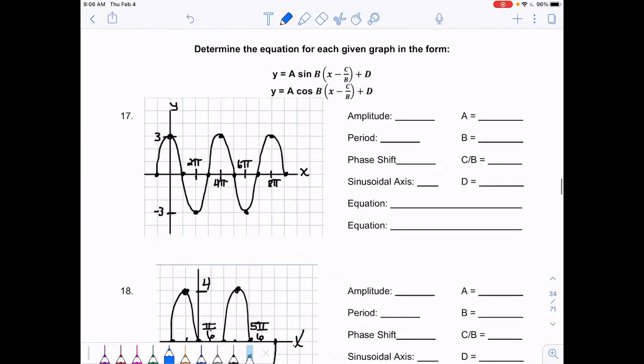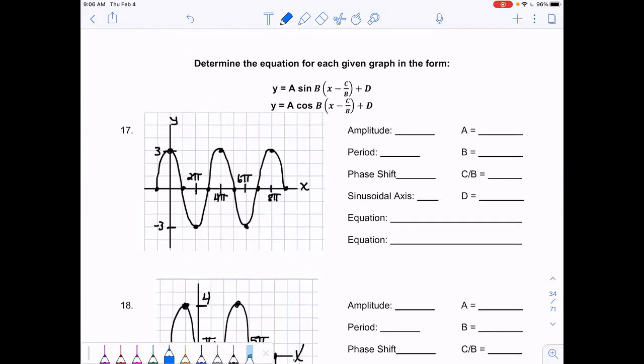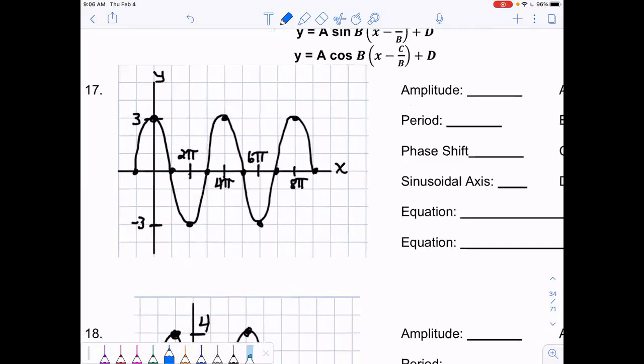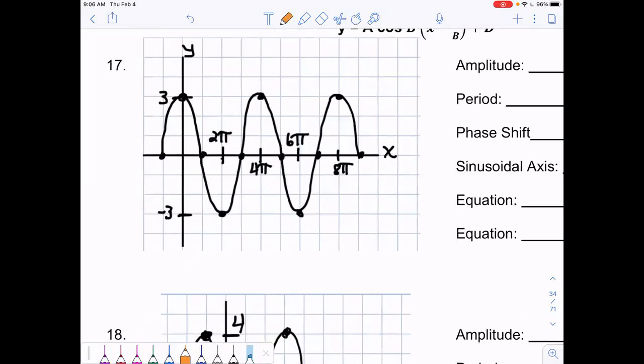So we want to end up writing two equations. We're going to write an equation for sine, and we want to write an equation for cosine. So we're going to write two. And it gives us the form with the A, the B, the C over B, the phase shift, and then the D in the problem. So Evan, let's first talk about the amplitude of the graph, the vertical stretch. What does it look like the vertical stretches from the center of the graph?